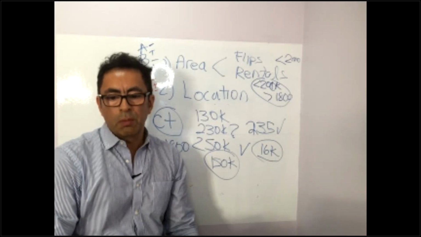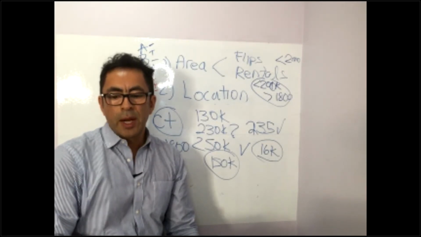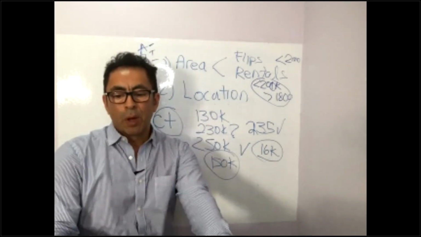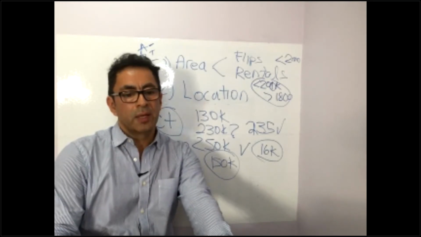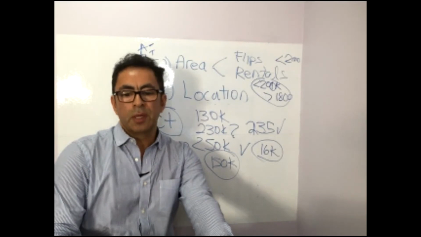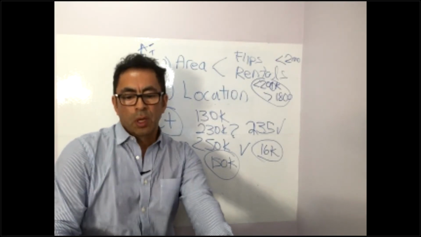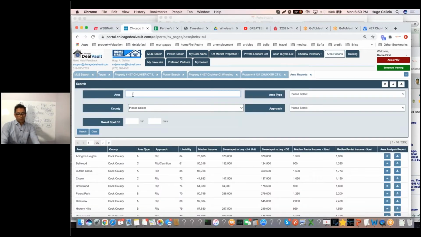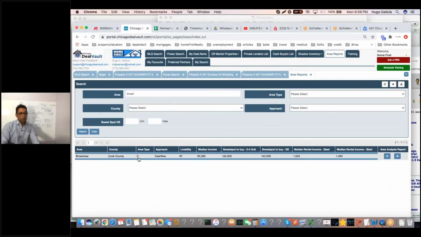So would you consider Broadview a C plus neighborhood? You know, we had a property in Broadview that fell through the cracks. To me, it's like a B minus, but let me share my screen, because it's impossible for you to know all the areas. When you log on to ChicagoDealVault, you're going to go to area reports and then look at Broadview. We have over 300 areas. Okay, Broadview, it's a C neighborhood.